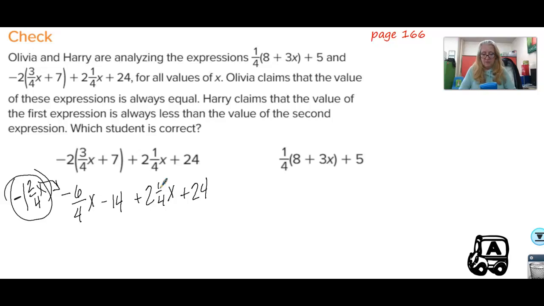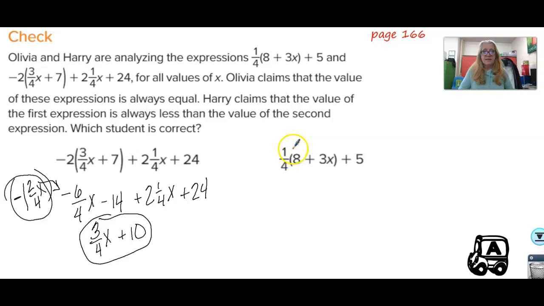Combine 2 and 1/4 plus or minus, in this case, 1 and 2/4, and it gives me 3/4. So this is positive 3/4 x, and then minus 14 and plus 24 gives us plus 10. So the left-hand side simplifies to that.